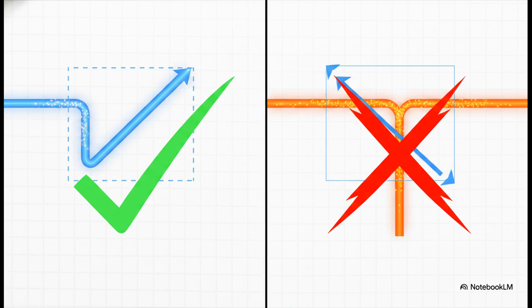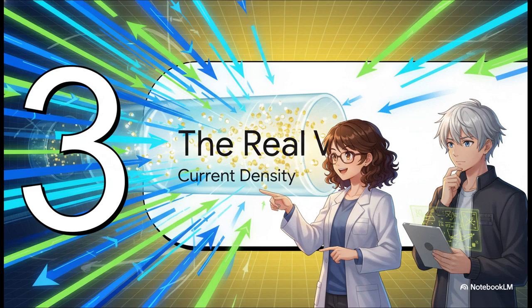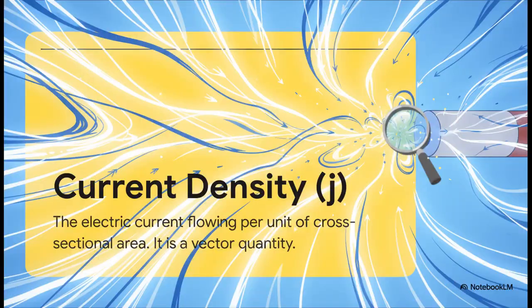Current follows something called Kirchhoff's current law, which is really just a fancy way of saying what goes in must come out. It's simple algebraic addition. It completely ignores the geometric rules that all true vectors have to follow. And that, right there, is the definitive reason it's a scalar. So if current is out, does that mean there's no vector for charge flow? Not at all. We just need to zoom in a little bit and meet the real hero of our story, current density.